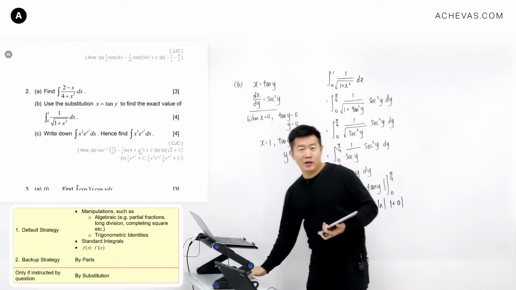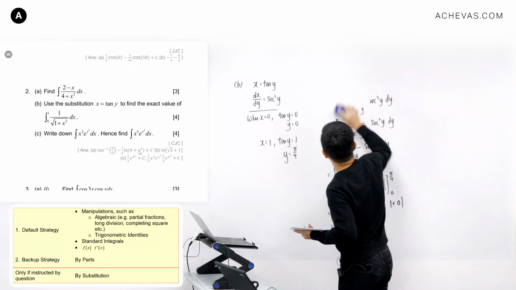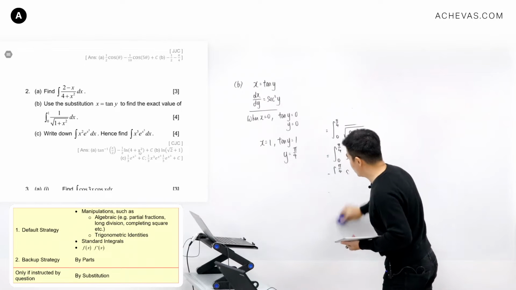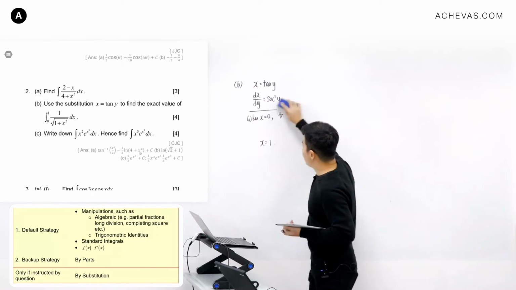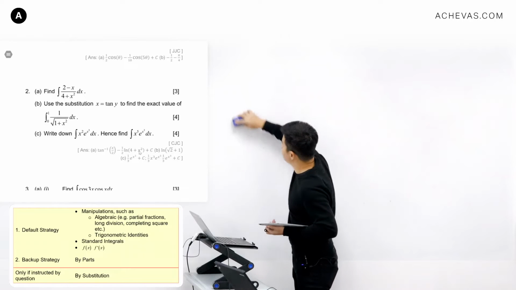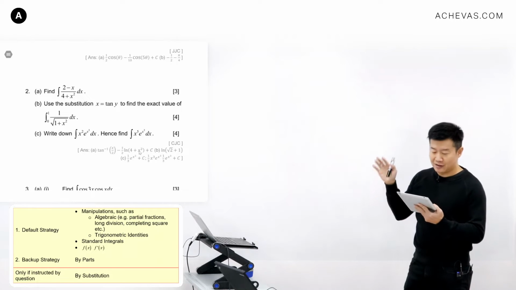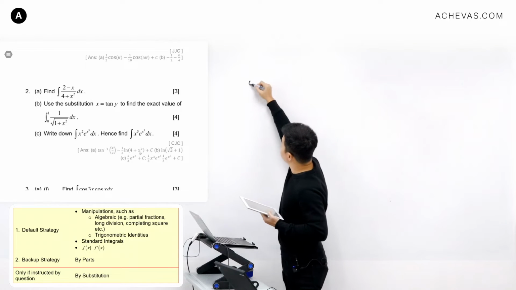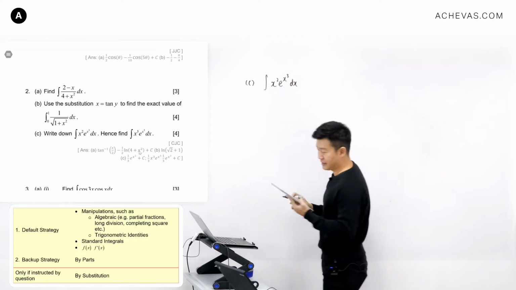This is our strategy, and I want you guys to try to stick to the strategy together with me. The default strategy is to manipulate to get standard results, or to try apply f(x) f prime x. Only if this fails, then we will apply our backup strategy, which is integration by parts. And I believe that there will be a significant number of students during the exam that will apply integration by parts to see the first part. The first part says that we are supposed to integrate x squared e to the power of x to the power of 3 dx.